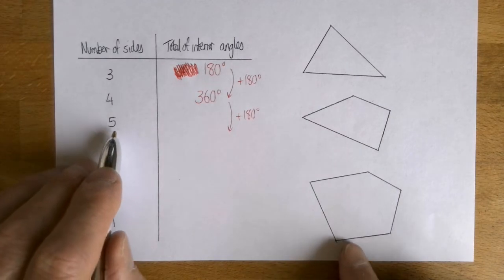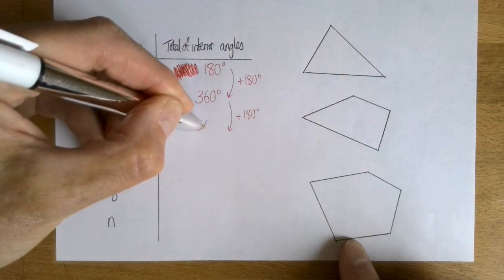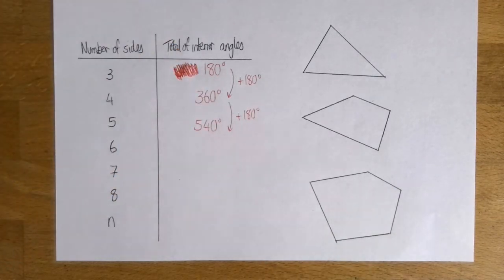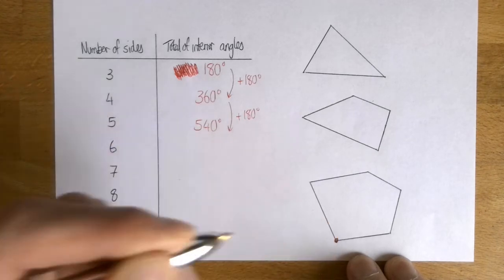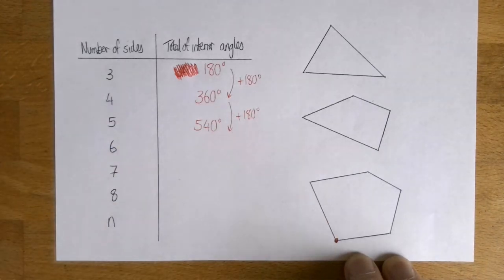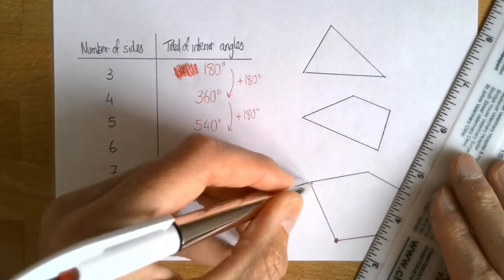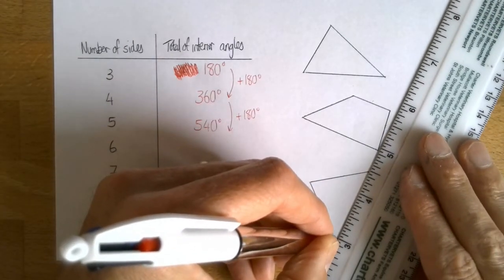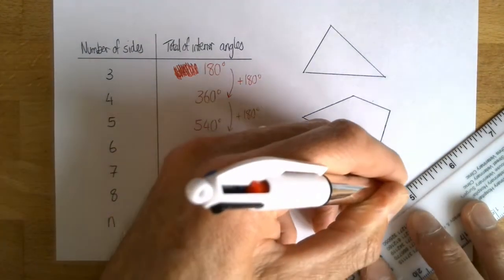So in my pentagon, I know it's going to be 540 because that is 360 plus 180. Go on, prove it, I hear you say. Okay, I'm going to prove it. I'm going to pick one corner in my pentagon, and I'm going to join that corner to other corners that it's not joined to. Now here we go. It's already joined to that corner, so I don't need to draw a line in. I'm going to join it to that corner, and I'm going to join it to that corner.